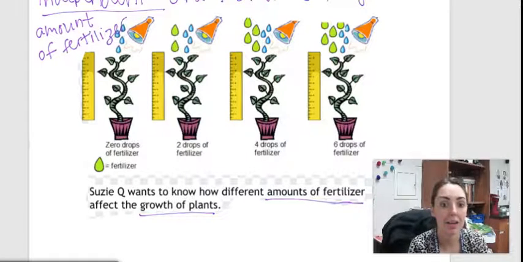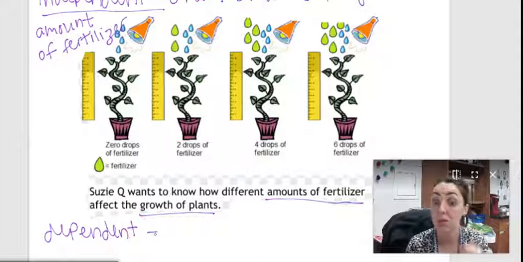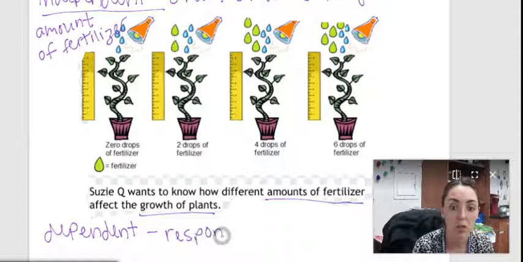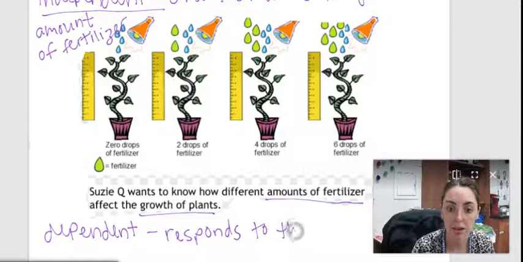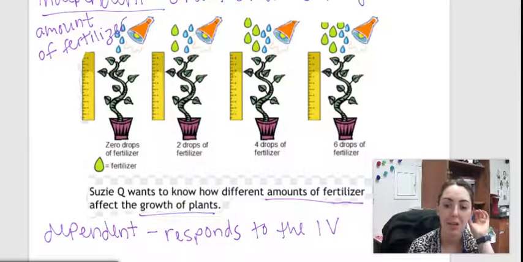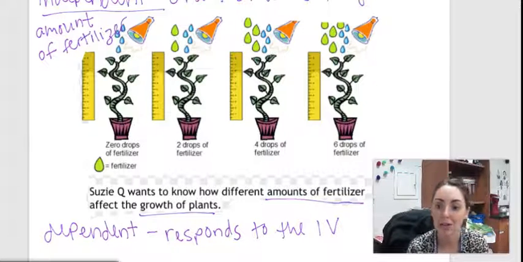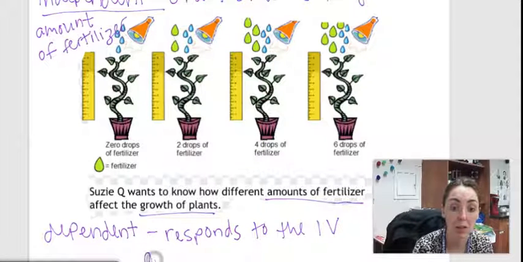Now, the dependent variable is what changes in response to the independent variable. So it's sometimes called the responding variable. So it responds, or it depends on the independent variable. I'm going to write IV there for independent variable. So the dependent variable responds to the independent variable. So if Susie is changing the amount of fertilizer, what should respond to that is the growth of the plants.